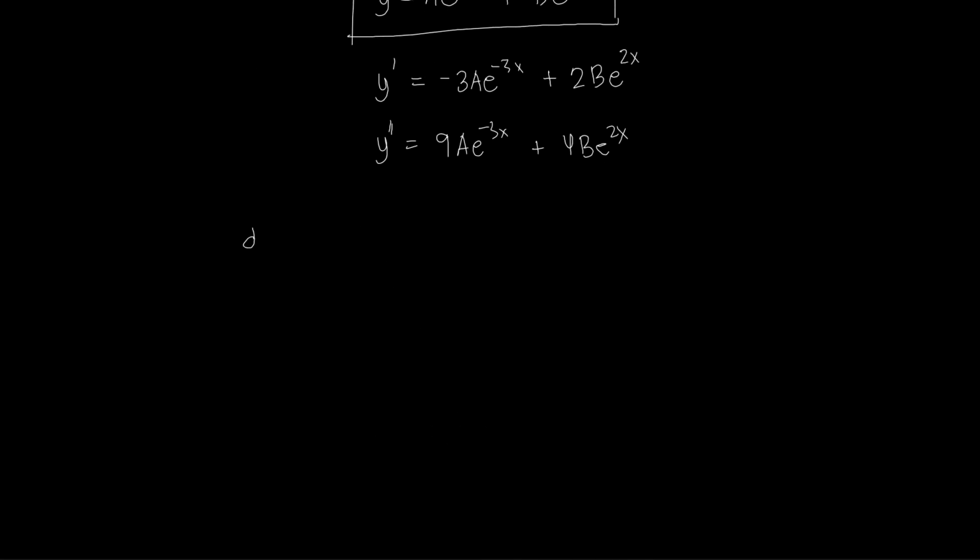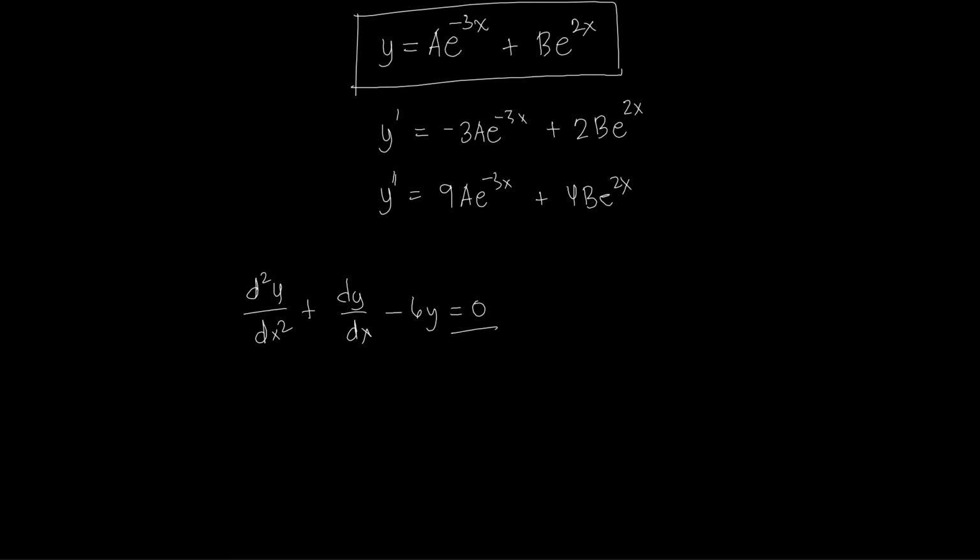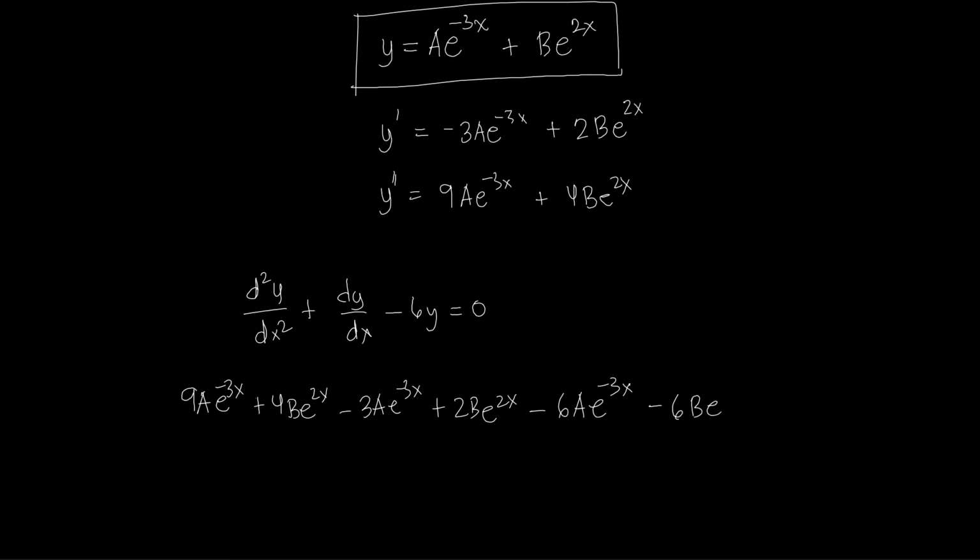Second derivative plus the first derivative minus 6y is equal to 0. So we substitute, and it should equal 0. This is just checking the algebra. We have the second derivative, 9a e raised to the power of negative 3x plus 4b e raised to the power of 2x, plus the first derivative, negative 3a e raised to the power of negative 3x plus 2b e raised to the power of 2x, minus 6 times y. I distribute the 6: 6a e raised to the power of negative 3x minus 6b e raised to the power of 2x is equal to 0.